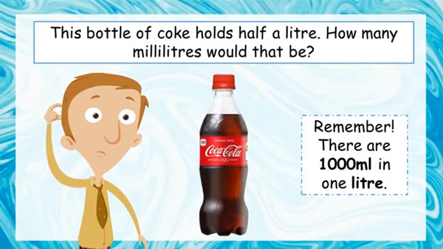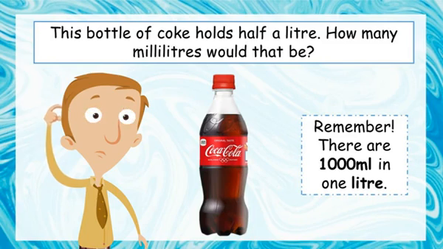Take a look at this bottle of Coke. It holds half a litre. How many milliliters would half a litre be? Remember, there's 1,000 milliliters in 1 full litre. Pause the video and see if you can figure out how many milliliters there is in half a litre.